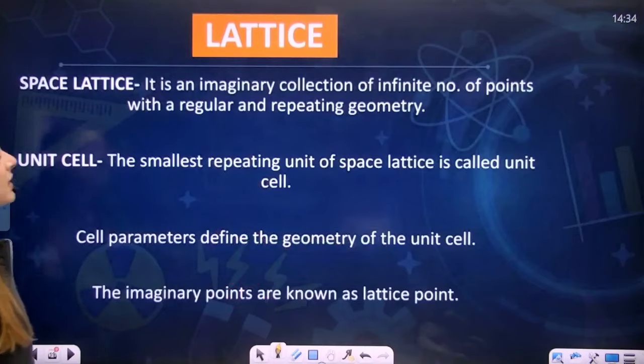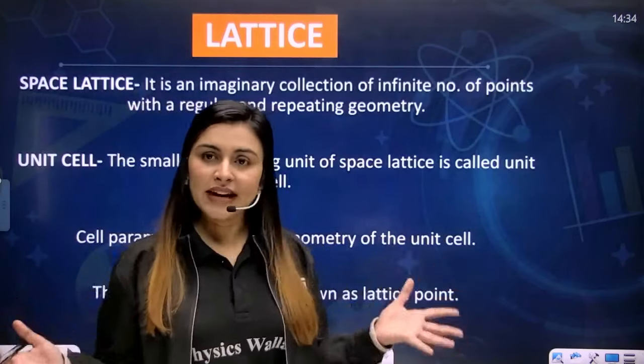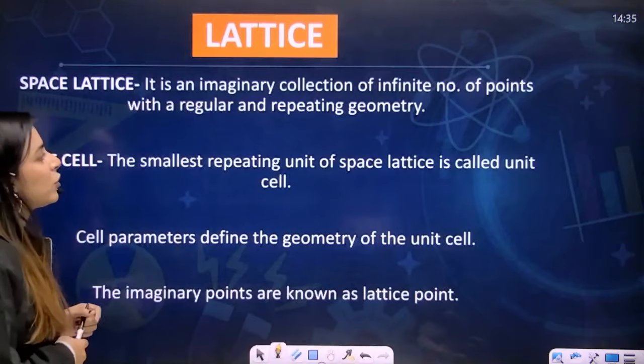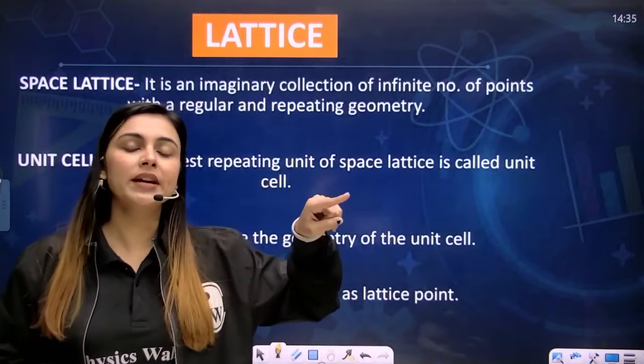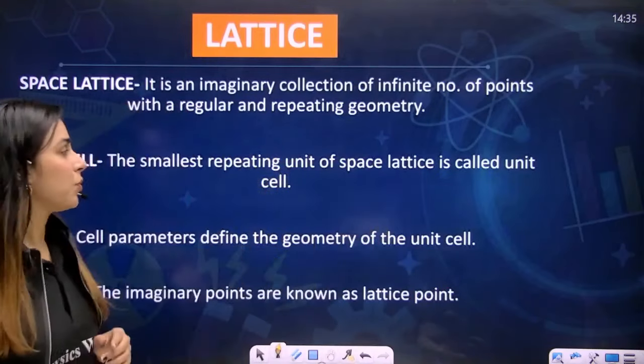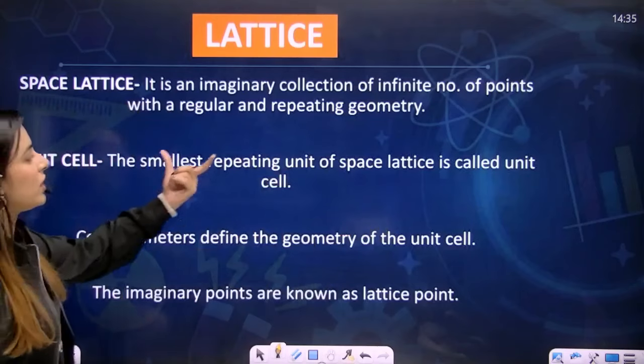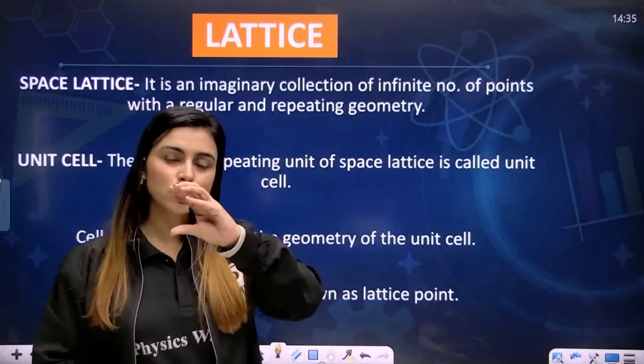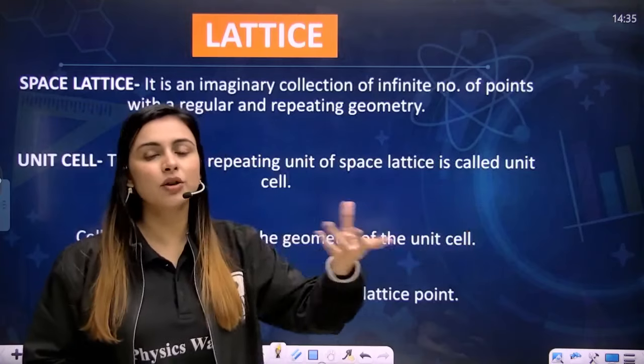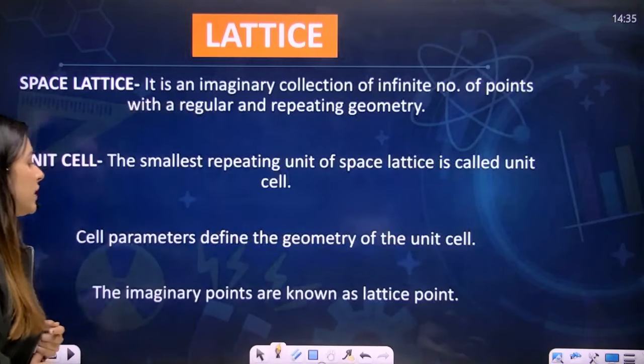What is a space lattice? It is an imaginary collection of an infinite number of points with a regular and repeating geometry. The geometry should be regular and repeating. Okay? Yes, perfect. What is a unit cell? The smallest repeating unit of the space lattice, the smallest unit which will get repeated again and again and you get your lattice, will be known as your unit cell.